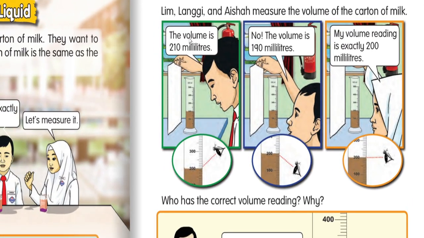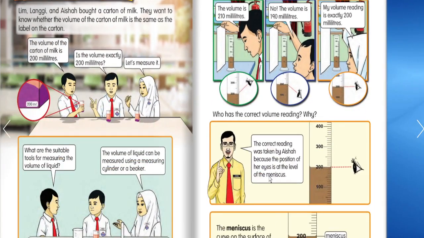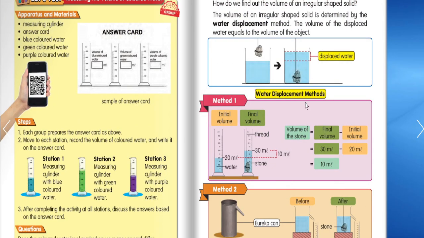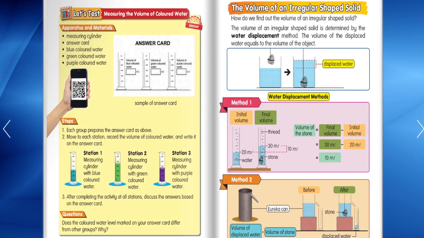So to find the volume, we can use this cylinder. This is how we check. It has numbers on it through which we can read it. Okay. Then the volume of irregular shaped or irregular solids. How do we find that?